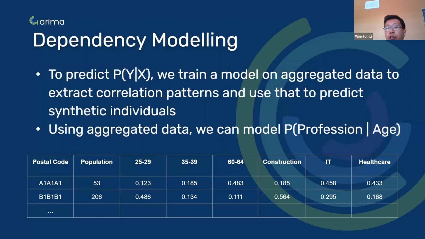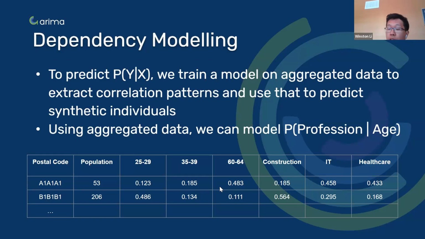To make a prediction, we train a model on aggregated data sets. Remember, working with a source like census, we have aggregated data sets across the country. So in other words, for all of the 800,000 postal codes in Canada, we know what the age distributions of every postal code are, and then we know what the profession distributions are for all of the postal codes. So we can develop a model to learn the patterns of profession given what the age of the neighborhoods look like.